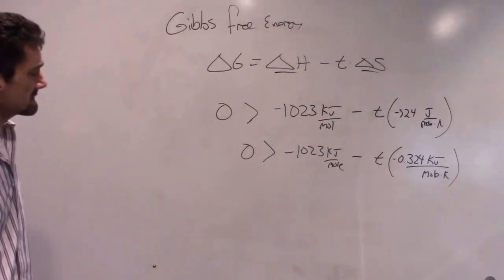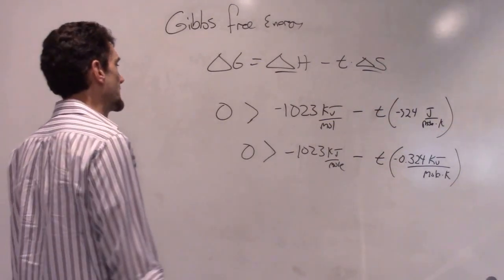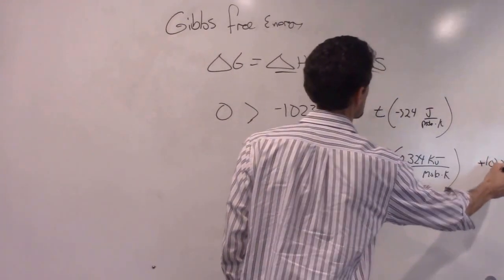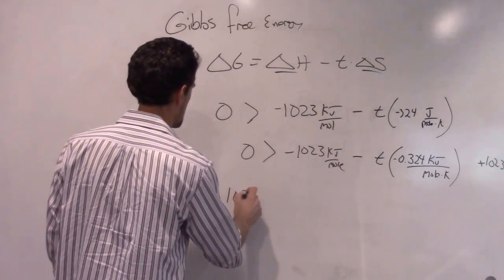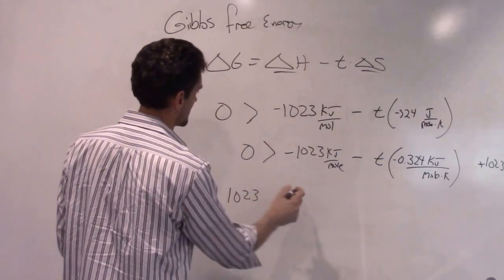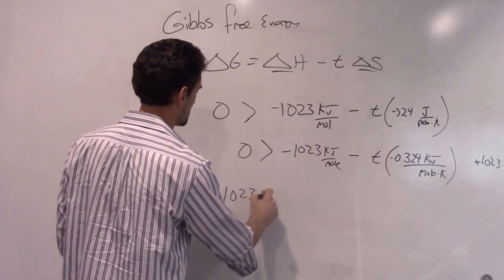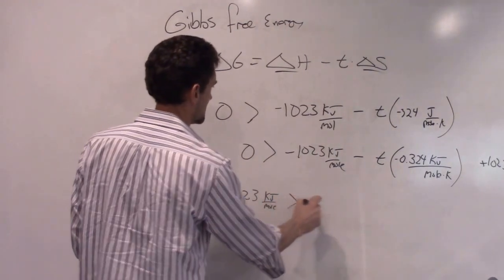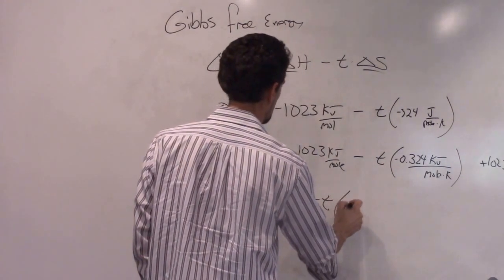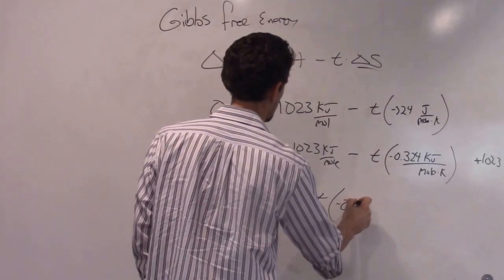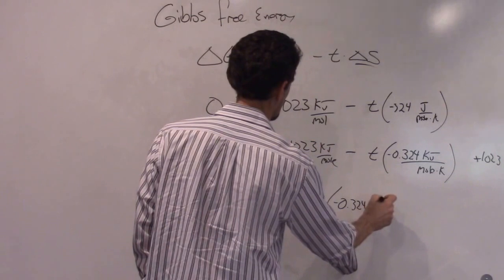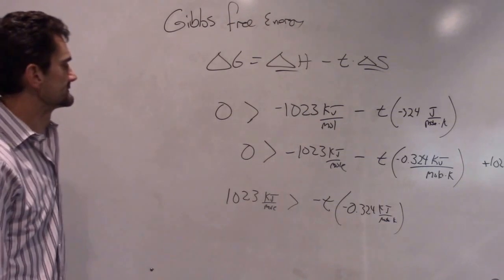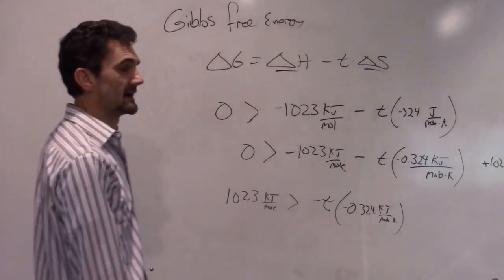Okay, so now we have to get T by itself. What are we going to do? We're just going to add 1023 to each side. Negative T times negative 0.324 kilojoules per mole degree Kelvin. All right, we're almost there now. What do we need to do? We need to divide through.